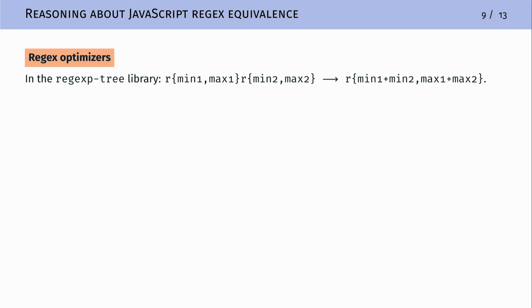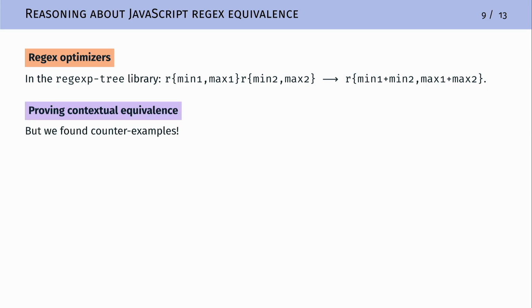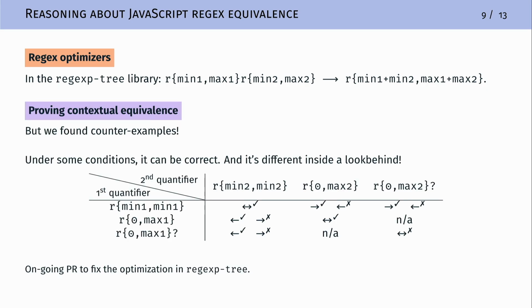Using these definitions, we could actually verify some equivalence from the real world. And so, for instance, we looked at a JavaScript regex manipulation library that is called regex3. And this library contains an optimizer. And so in this optimizer, they do the following optimization, where if they see the same regex quantified twice, they will just merge the two quantifiers by adding up the minimum and maximum number of iterations. And this looked completely correct initially, but of course it's not. We found some issues, and we also looked at some conditions under which the optimization can be performed.